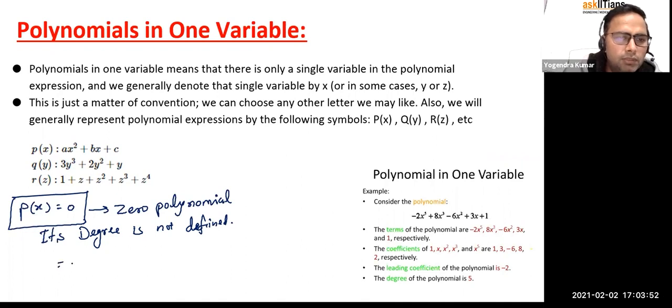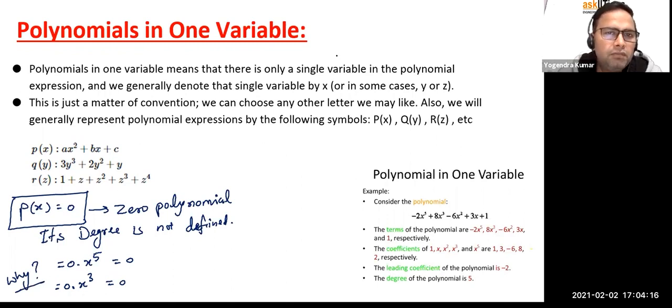Now why is it not defined? Because 0 into x power 5 is also 0. 0 into x power 3 is also 0. So we are not sure what we should write. The zero polynomial can be written as 0 times x to anything, so that's why it is not defined. You need to remember, because of this reason, it is not defined.